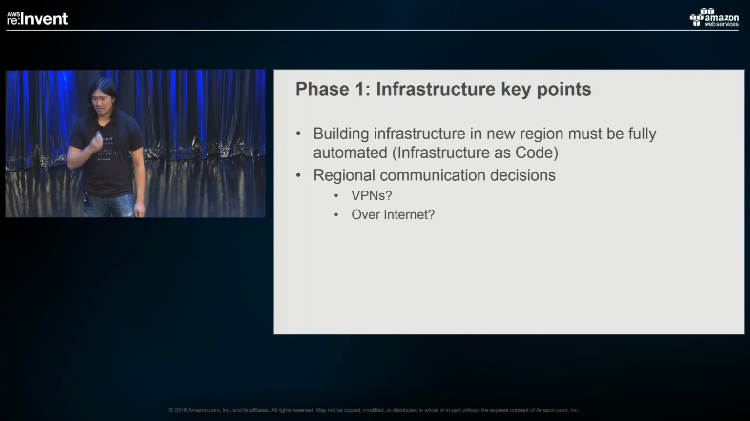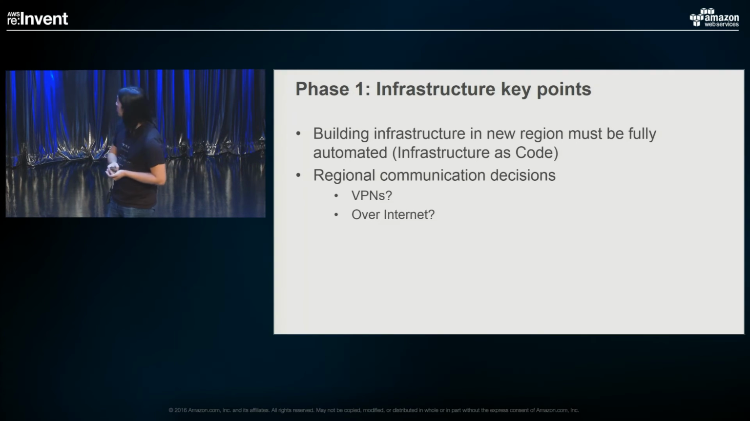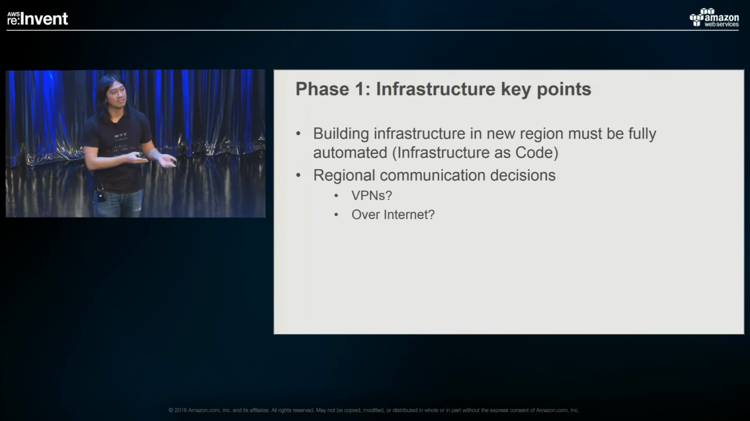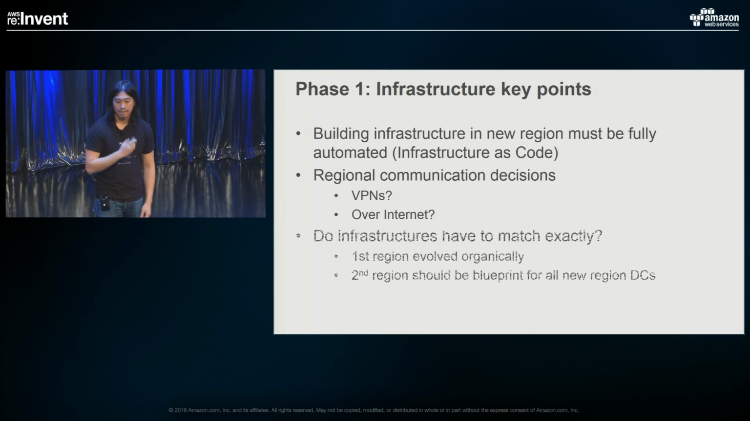And there were some questions. Some key decisions that we had to make were, how do we do cross-regional communication? Do we use VPNs? Do we go over the internet? How are we supposed to do that? Do we do it for every piece of the infrastructure? Do we do it for our apps? Do we do it with our data? Those are some key decisions we had to make.